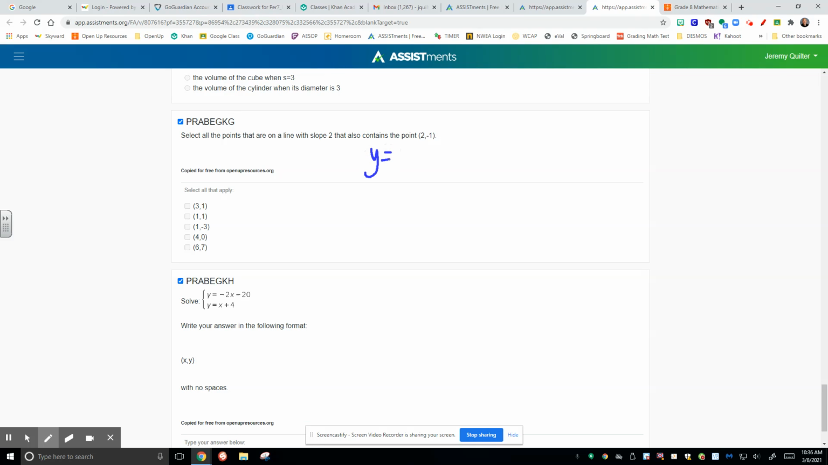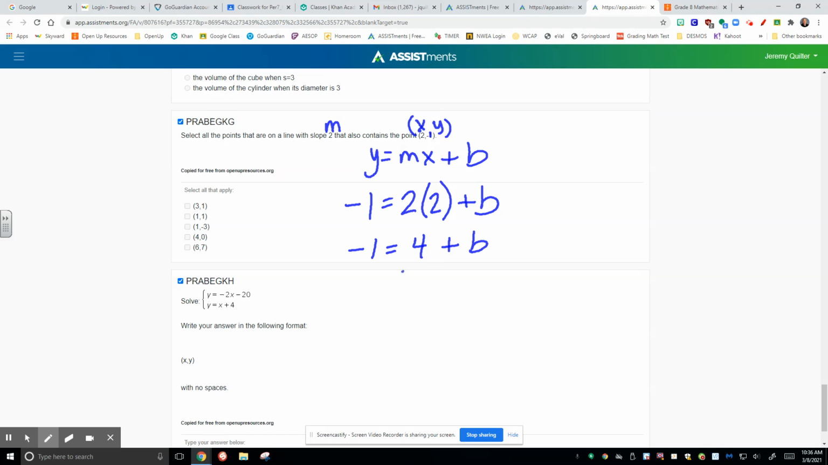When we understand what the slope is, we can use the equation y equals m times x plus b, slope-intercept form. What I'm given here is the slope m, an x, and a y. I can substitute those values in: y is -1, the slope is 2, the x is 2, and the b is unknown. Find that y-intercept, and we find what our equation is so that we can substitute everything in. So b is -5.